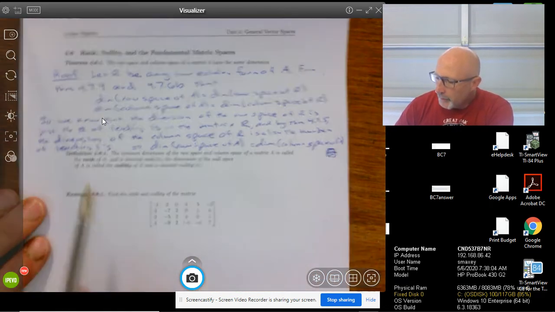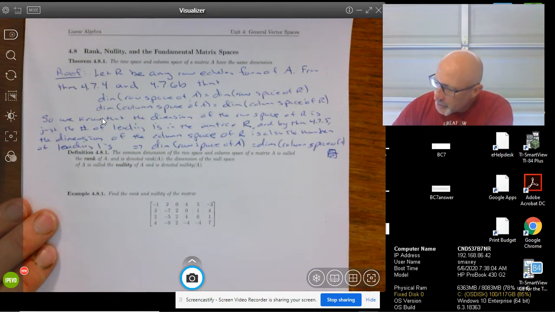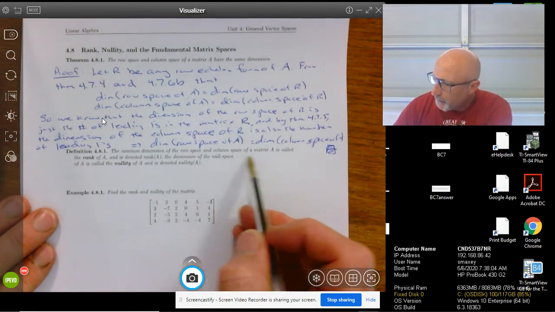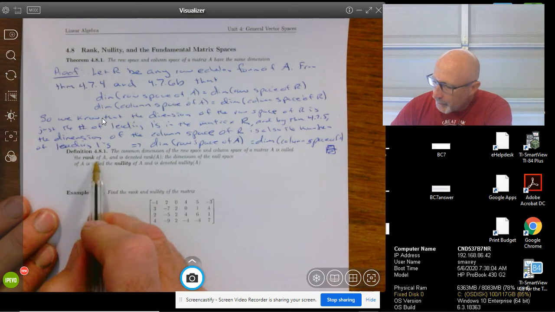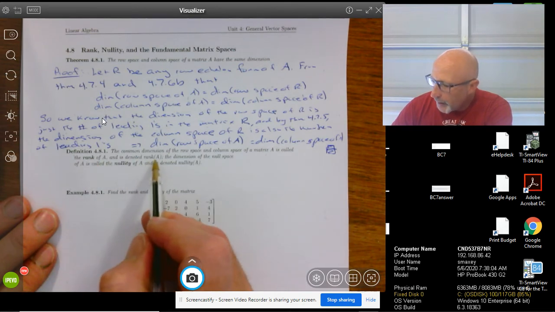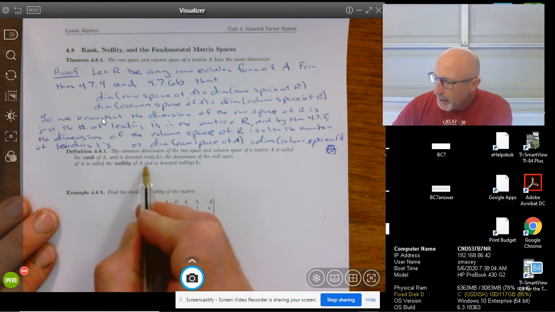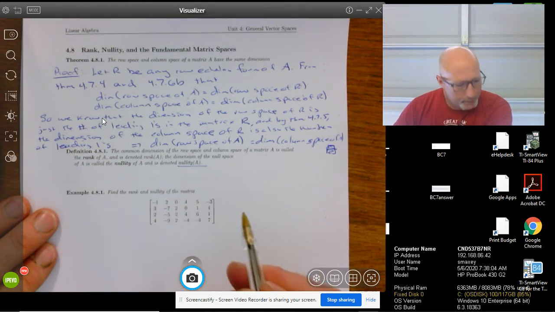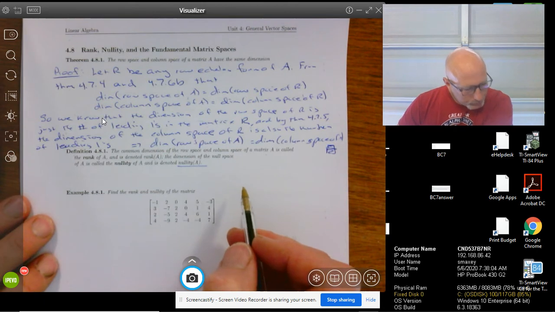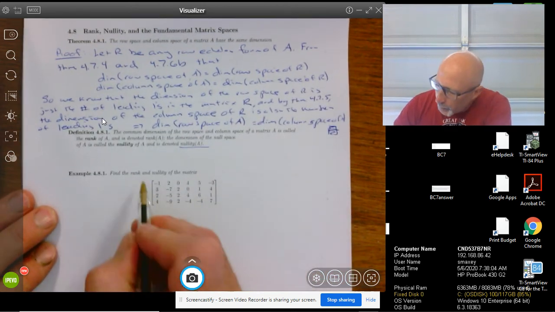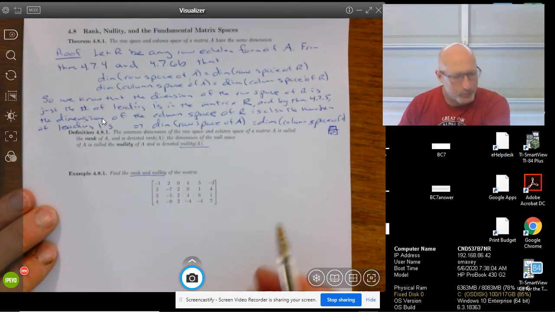Okay, so definition 4.8.1: the common dimension of the row space and column space of the matrix A is called the rank of A, and it's denoted rank of A, and the dimension of the null space of A is called the nullity of A, and is denoted nullity of A. So what we're going to do is find the rank and nullity of this matrix.